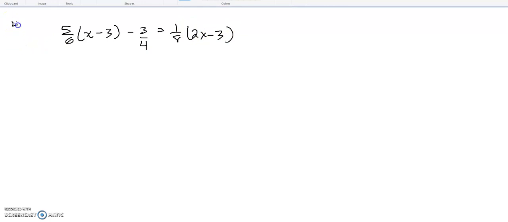So again, we're on problem number 4. The key on this one is to multiply both sides by a common denominator, a common multiple of your denominators, to clear fractions. So we're looking at 4, 6, and 8 as the 3 denominators.